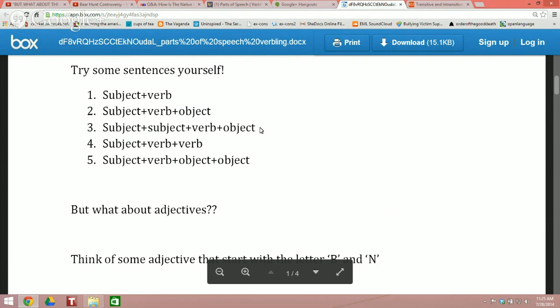So not hang out. Number 3, we've got two subjects, a verb, and an object. Number 4, subject, verb, verb. And number 5, subject, verb, object, object. Any questions on these sentence structures?